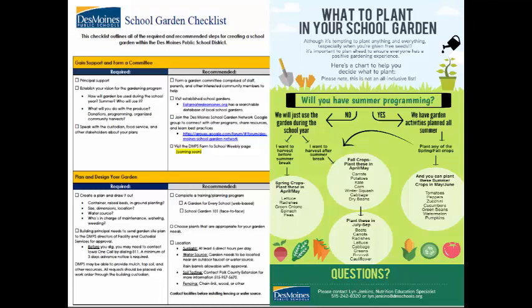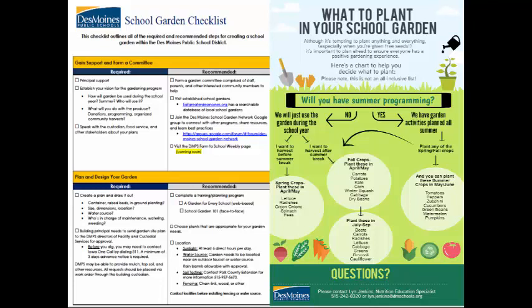So one is the school garden checklist, and this checklist outlines all of the required and recommended steps for creating a school garden within Des Moines Public School District. So every school district will be different, but this is a great example of setting, for adults too, clear expectations for what a garden program looks like.